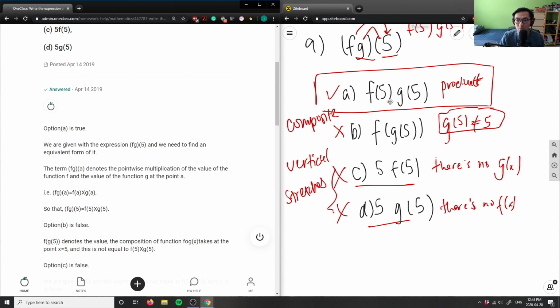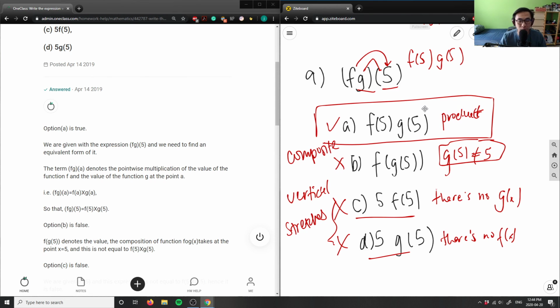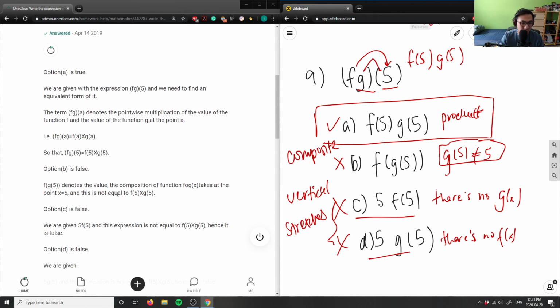So this here is good. So this is what I mean when we talk about distributive property. It's not really distributive property, but it entails the same thing, where I need to take the value of the function at 5 times the g at 5 as well. So here A is correct, B is false, right?